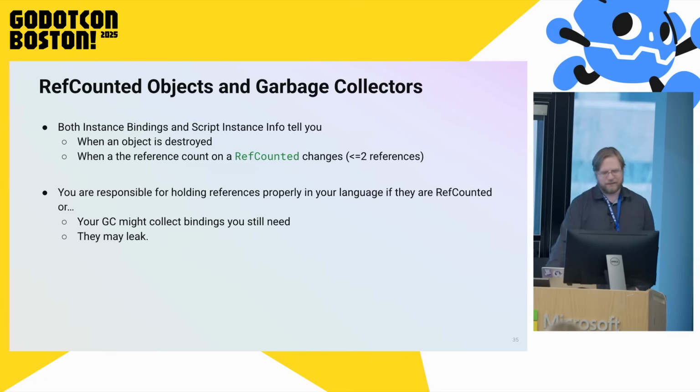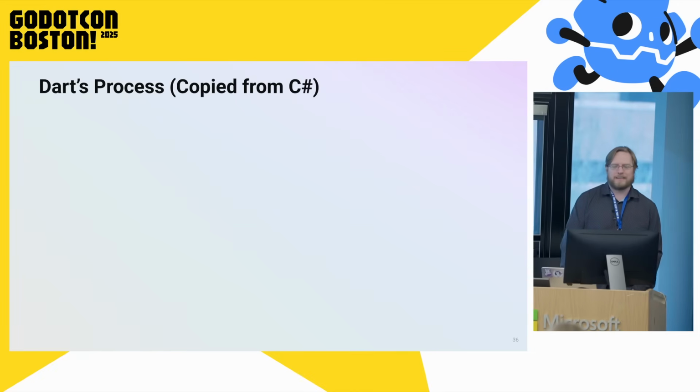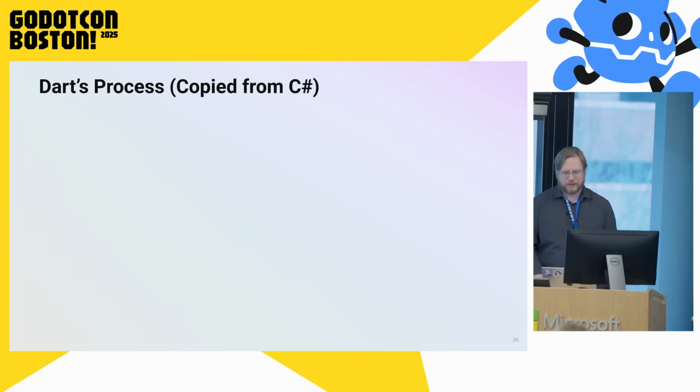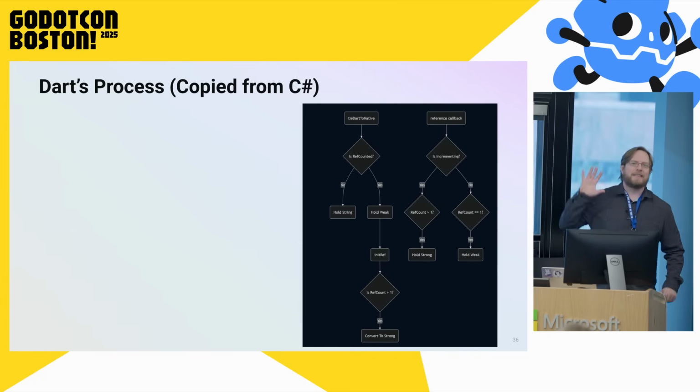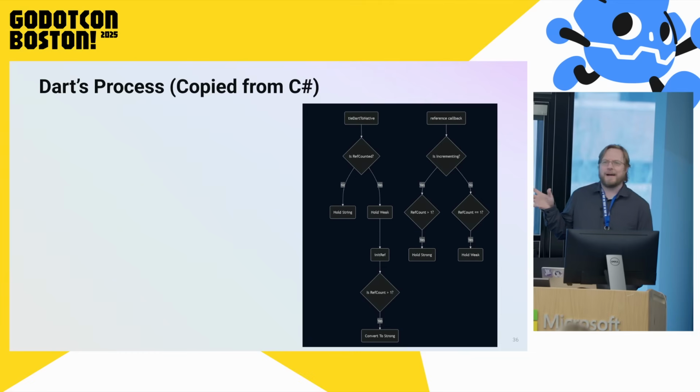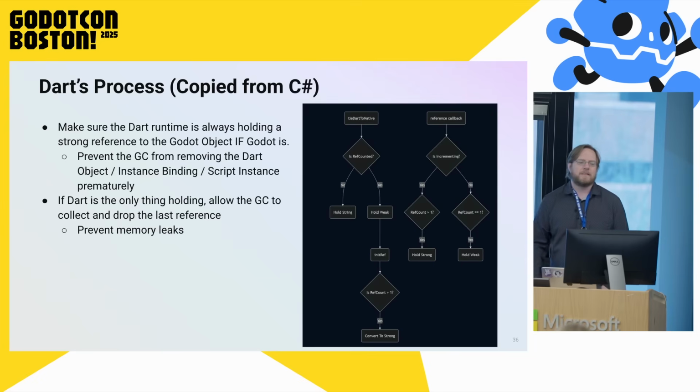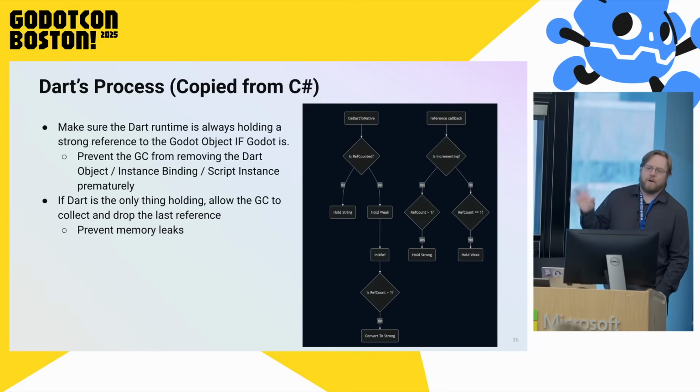So how do you get around this? This is Dart's process. I copied it from the C# module, which does much the same thing. Here's a nice flow diagram. This is actually up in the Godot Dart repo now to kind of go through what it's doing. But the main thing to understand is the Dart runtime is always holding on to a strong reference if Godot has a strong reference.